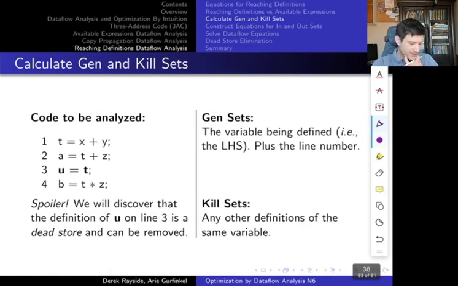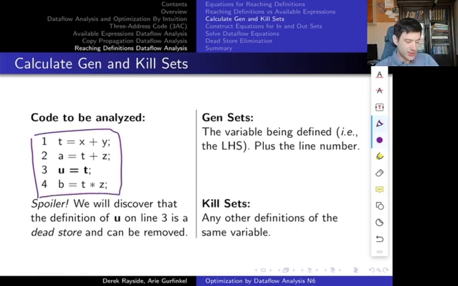Okay, so with this in mind, let's try and do an example. So remember, we still have this piece of code in here. This is after common subexpression elimination. That's when we get T. And this is after copy propagation. So that's why we replace the use of U by T. And now we're trying to discover that U equals T at line 3 is a dead store and can be removed.